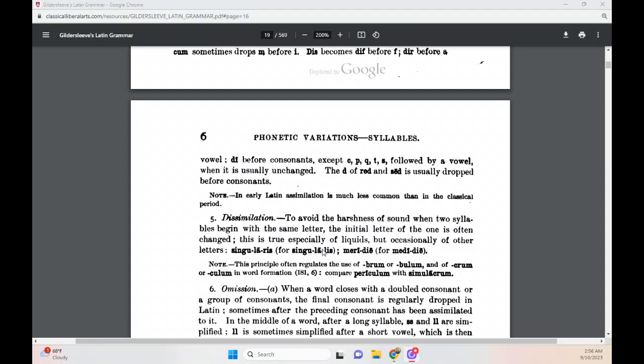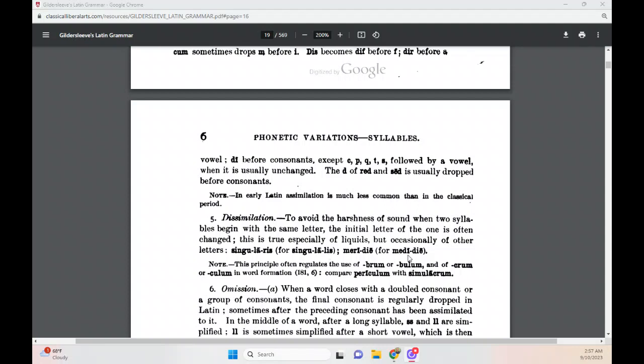But this can be called alliteration in language, and sometimes it's a distraction. Sometimes it's annoying to say the same sound over again. So what happens is that second L is actually changed to become R, and we say singularis rather than singulalis, just to make it less distracting and easier to pronounce.